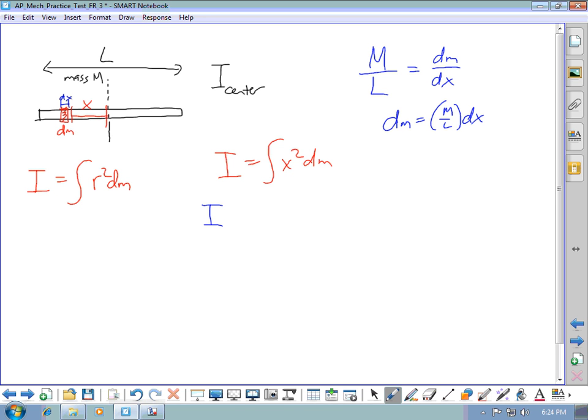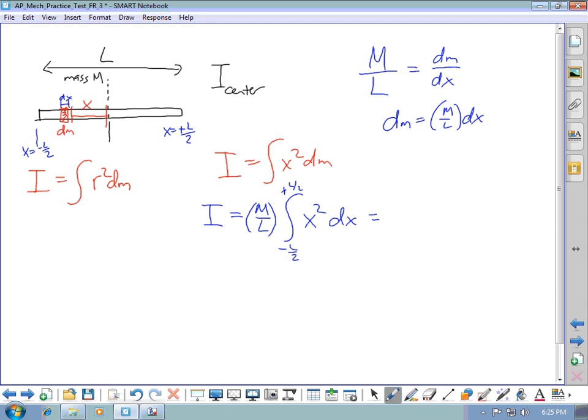So this gives me that the rotational inertia is m over L. Those are constants, so I can pull them out in front of the integral. And it's the integral of x squared dx. But the important thing is x is negative L over 2 on the left-hand side, and x equals positive L over 2 on the right-hand side. So I'm going to integrate from negative L over 2 to positive L over 2.